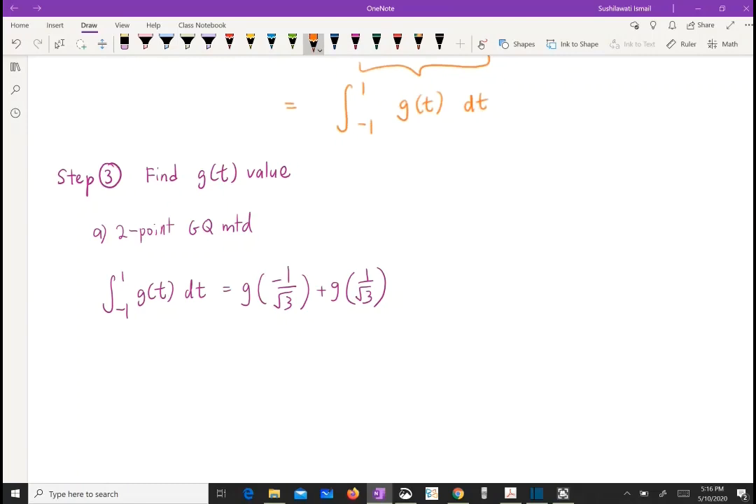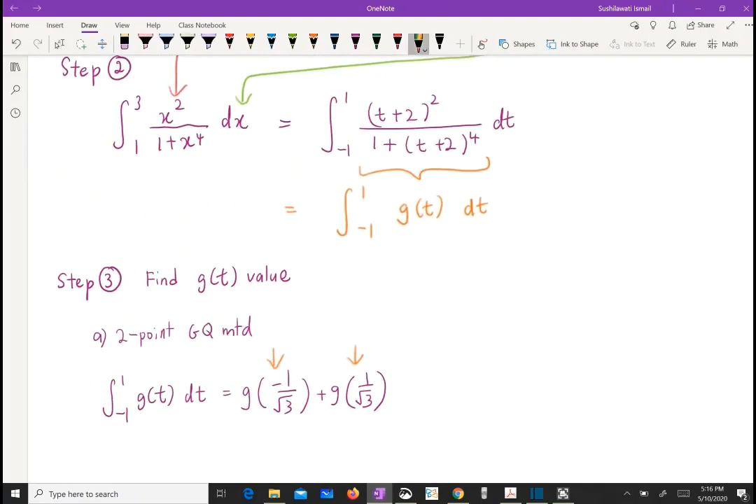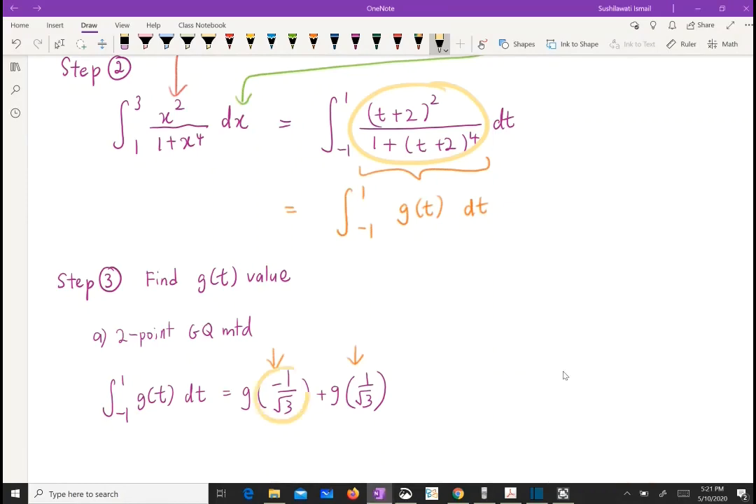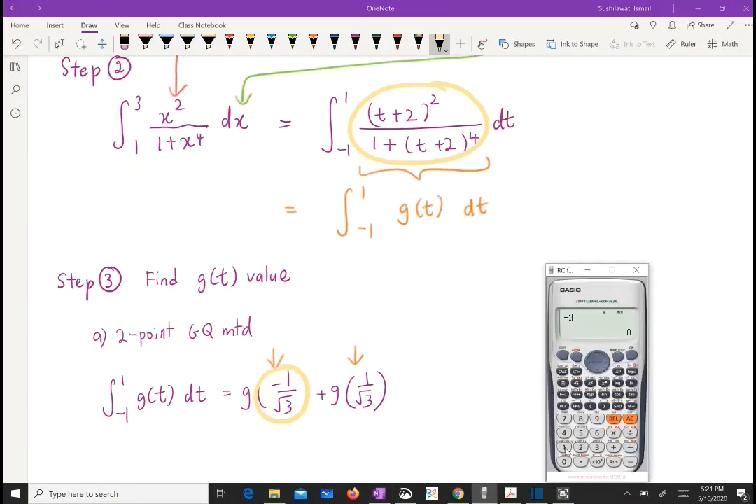Okay, now how to get the value for this one and this one. Let's see the equation here. Insert the calculation into your calculator. Because we don't have the alphabet T in the calculator, I will use the alphabet Y as a replacement. Then click calculate and insert the value of T, this one, minus 1 over square root 3, equals.